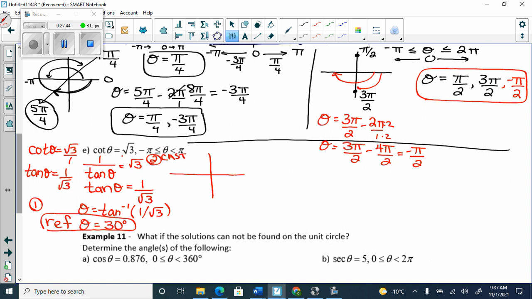Okay, good. Cotan or tan is what? Positive or negative? Because that's all we care about for CAST. What's my answer?